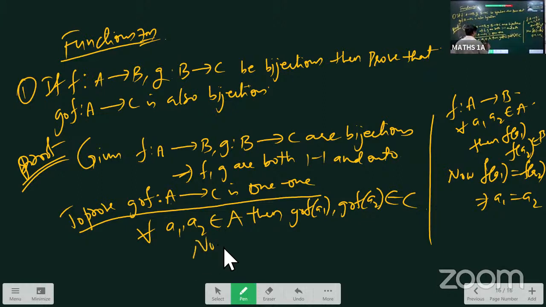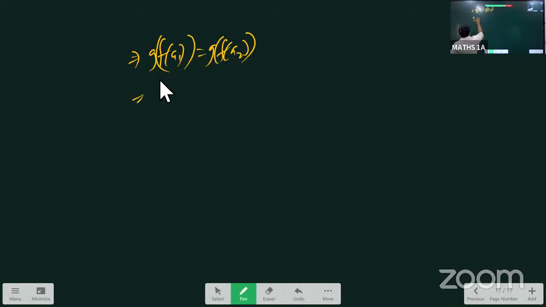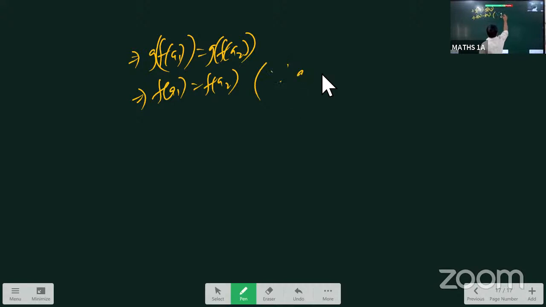So now, G circle F of A1 is equal to G circle F of A2. I took the images are equal. That implies G of F of A1 equal to G of F of A2. But G is mapping from where to where? B to C. And G is 1-1 function, correct? So next step, I am going to write it as F of A1 equal to F of A2. Why? Since G is 1-1.